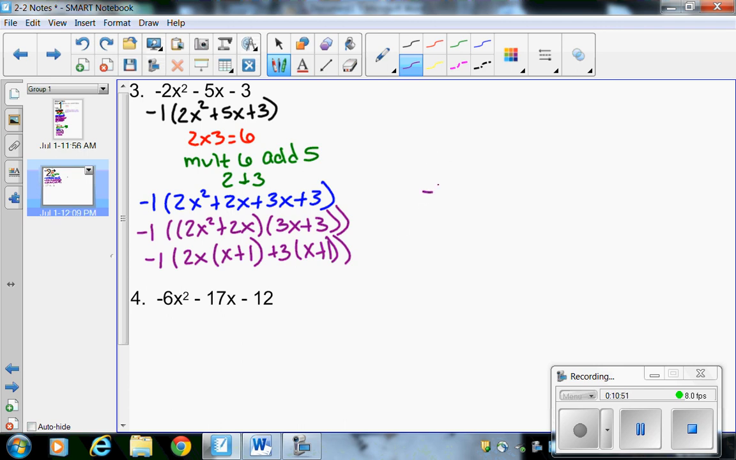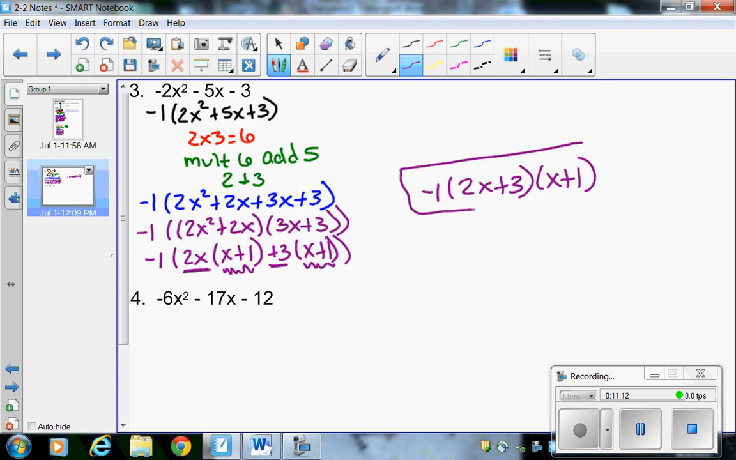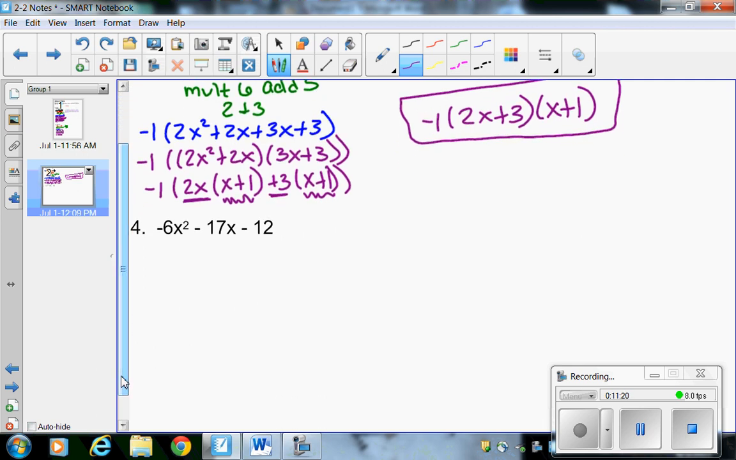So my answer would be the negative 1 out front. The 2 on the outside become one binomial. So that's going to be 2x plus 3. And then the 1 that is the same is only written once. So my final answer would be negative 1 times 2x plus 3 times x plus 1. One more.